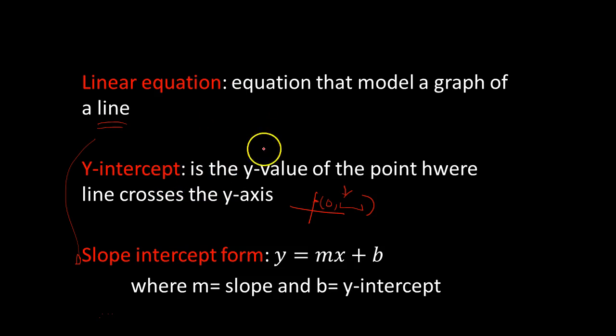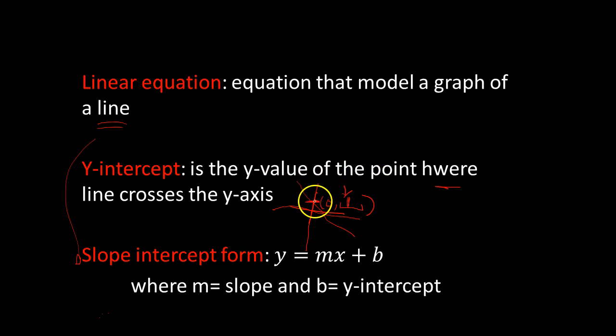Y-intercept. The y-intercept is the y value of the point where a line crosses the y-axis. So if this is my graph here, and I'm looking for the y value where it crosses the y-axis, so if I had a point right here that my line was crossing, and my y value here was 1, my y-intercept would be 1 because it's the y value of the point.